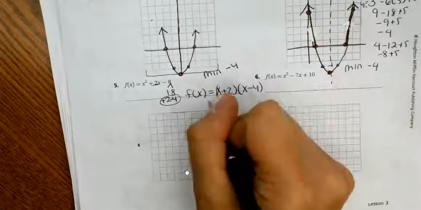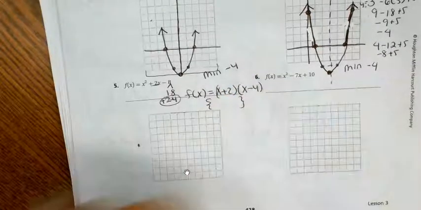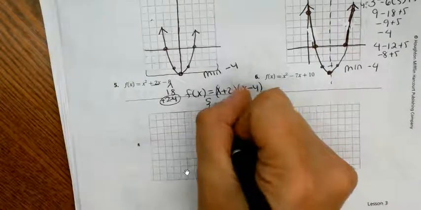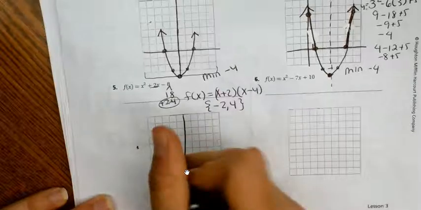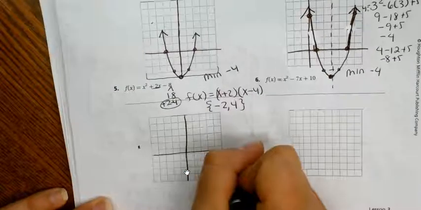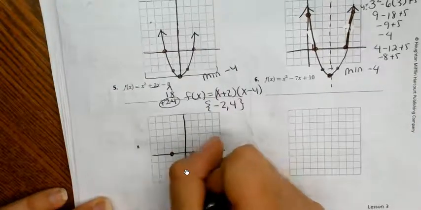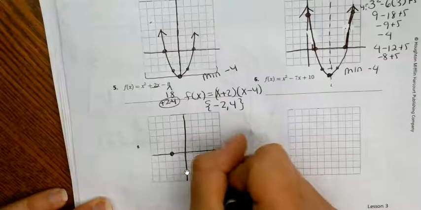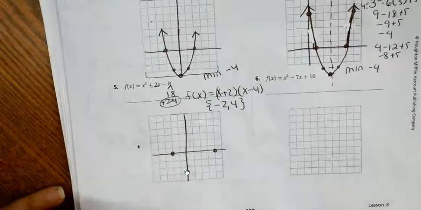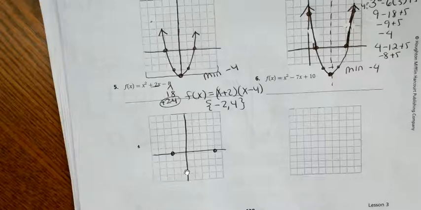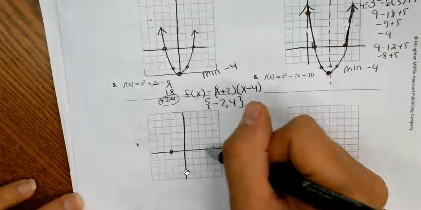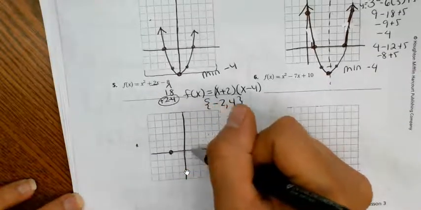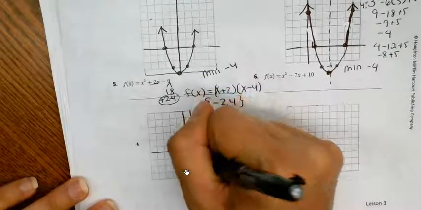Our solutions, if we set these factors equal to 0 and solve, are negative 2 and positive 4. The first thing we're going to do is plot those points. So we have a point at negative 2 and a point at 1, 2, 3, 4. All right, so far we have two points of our parabola. We now are going to find our axis of symmetry, which is smack dab in the middle. 1, 2, 3, 4, 5, 6. So halfway is 3. 1, 2, 3. So our axis of symmetry is at x equals 1.